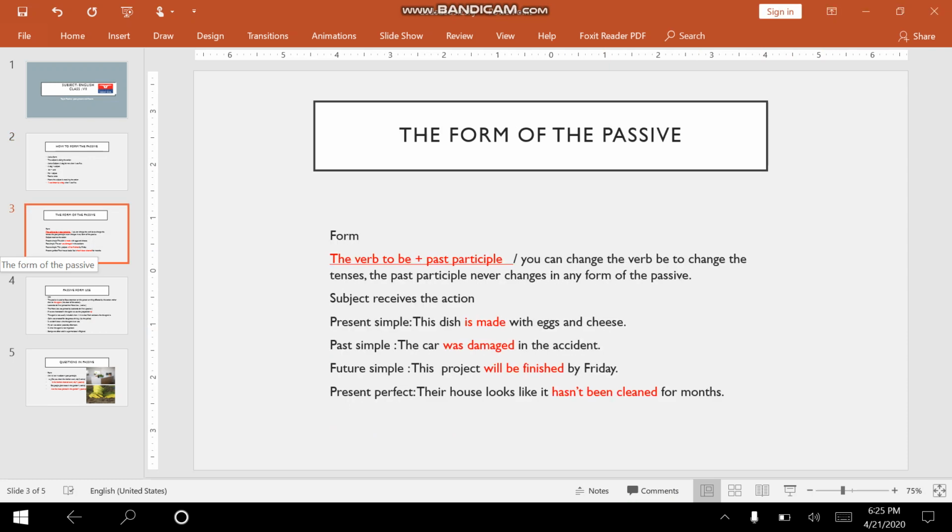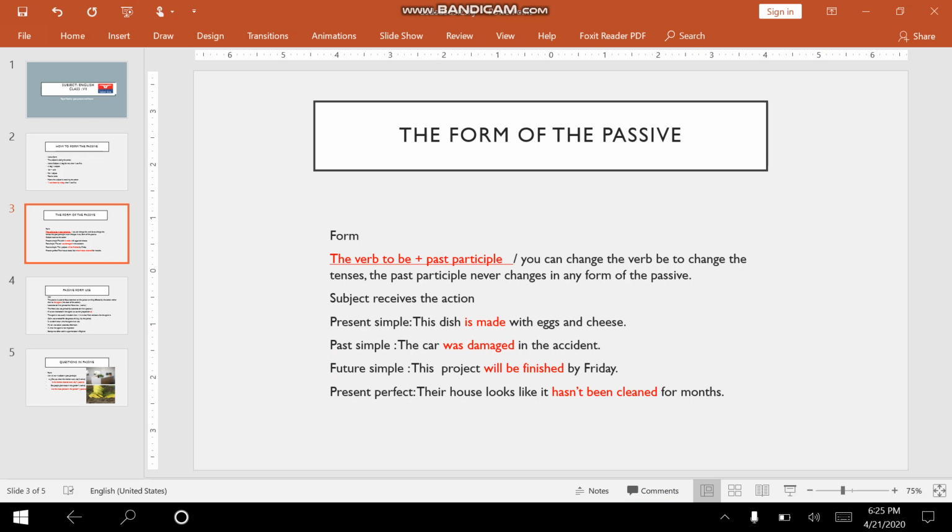The form of the passive, we have the verb to be plus past participle. You can change the verb to be to change the tenses. The past participle never changes in any form of the passive. Okay, and remember, the subject receives the action.